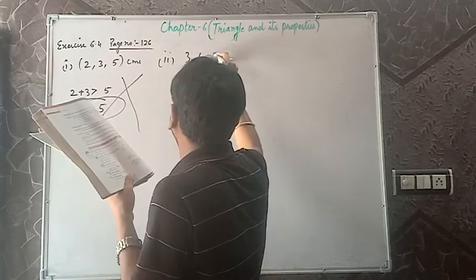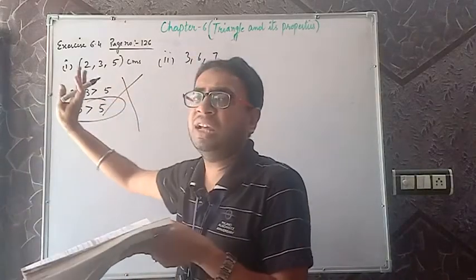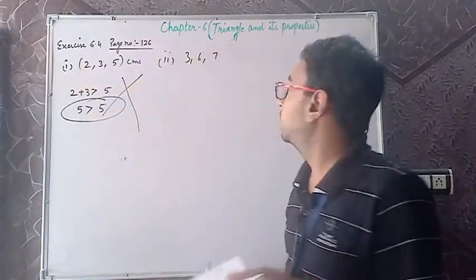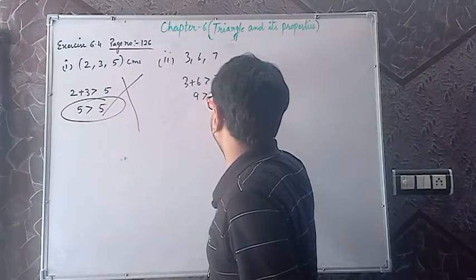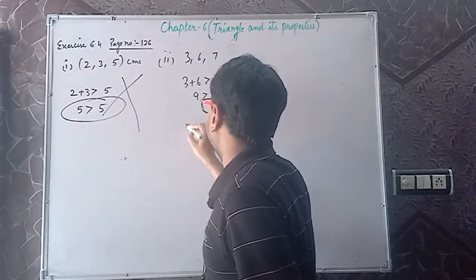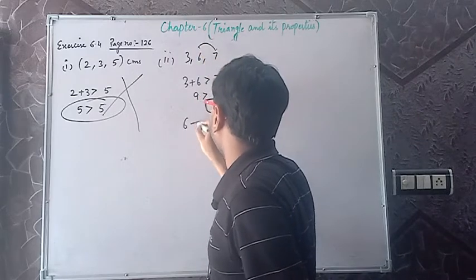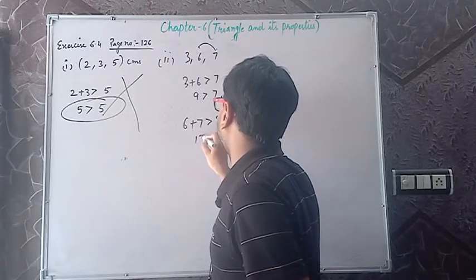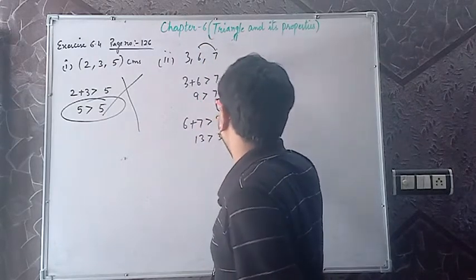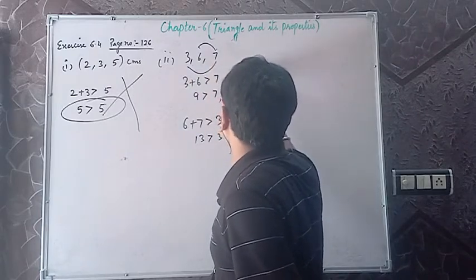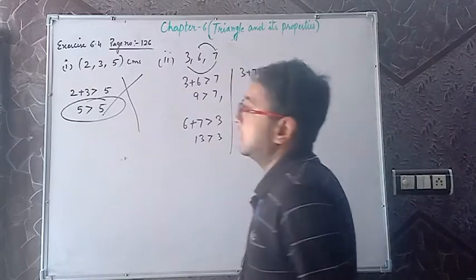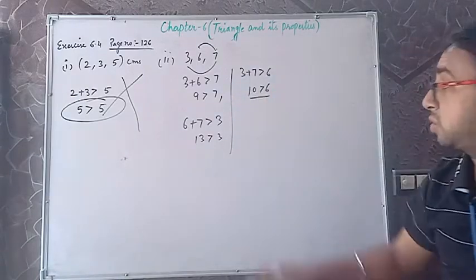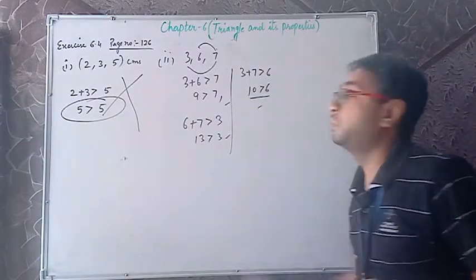Next part: 3, 6, 7. Even if one fails, the triangle will not be formed. Let's check. 3 plus 6 is greater than 7. Yes, 9 is greater than 7. Let's take the next combination. Now we'll take 6 plus 7, which is greater than 3. 13 is greater than 3. Again correct. Now let's take 3 and 7. 3 plus 7 is greater than 6. Yes, 10 is greater than 6. Hence, this is a triangle because all three conditions are true.